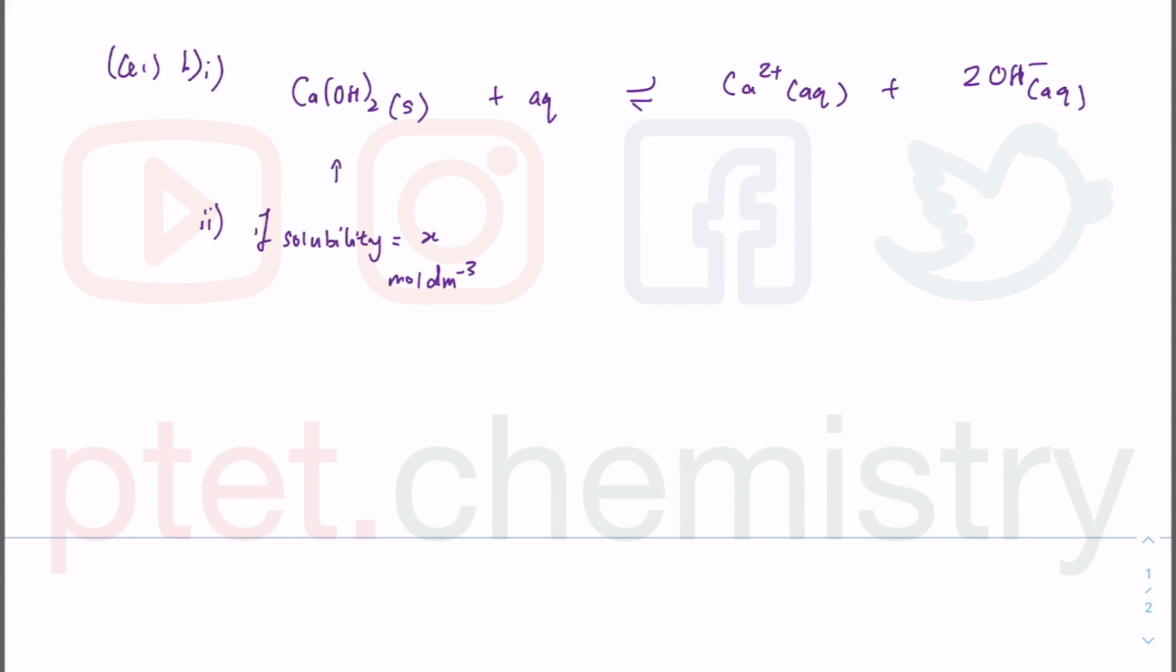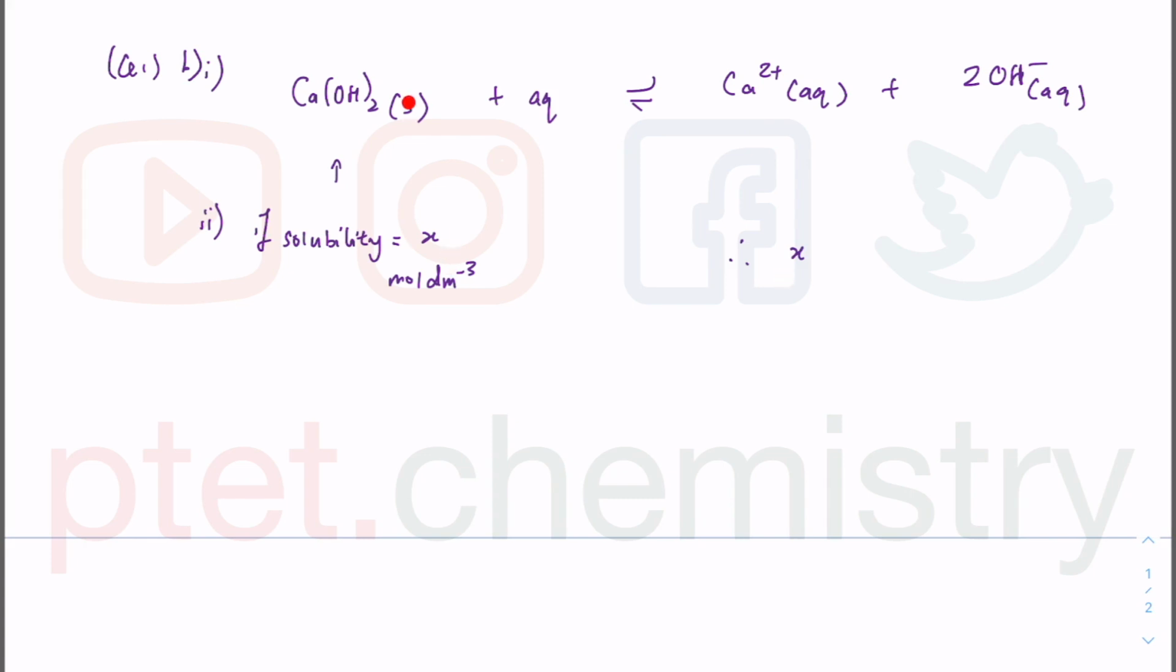So clearly I've been teaching year 9 chemistry for too long. Anyway, if I have 1 mole of these that dissolve, I'll get 1 mole and 2 mole of these. If I get x mole that dissolve in 1 dm cube of water, therefore I'll get x times 1, because 1 mole gives me 1 mole, x mole in 1 dm cube gives me x mole in 1 dm cube.